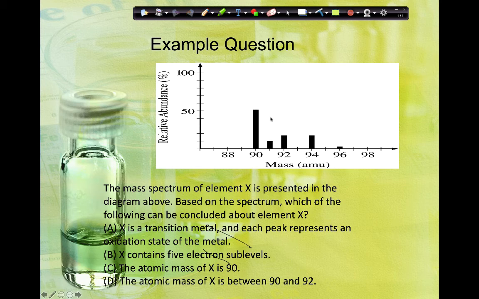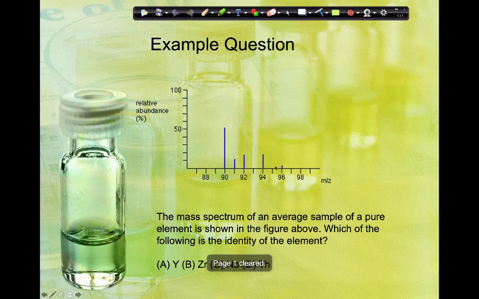So I would go with elimination here. Okay, so now let's look at this one. This is actually the same mass spectrum. It just looks a little bit different. And it's asking which of the following is the identity of the element.